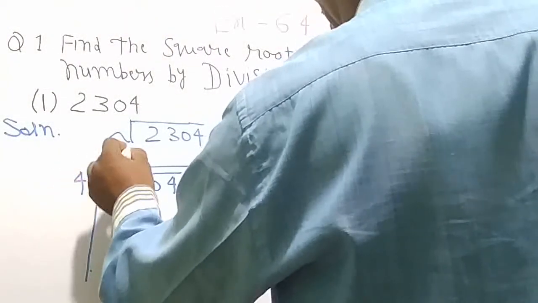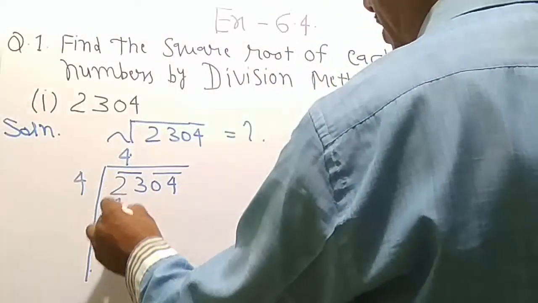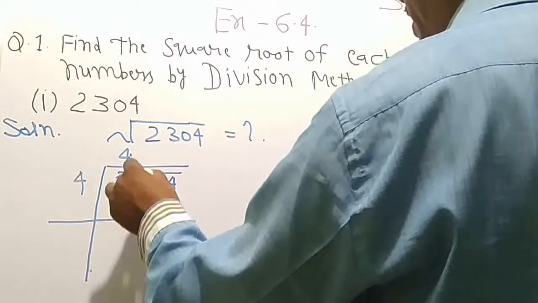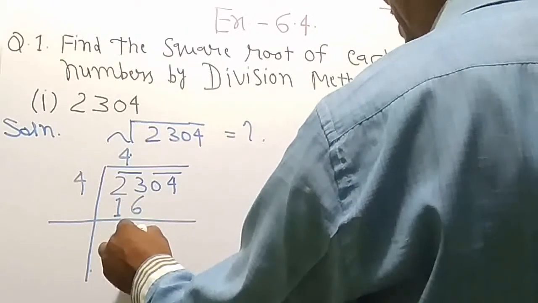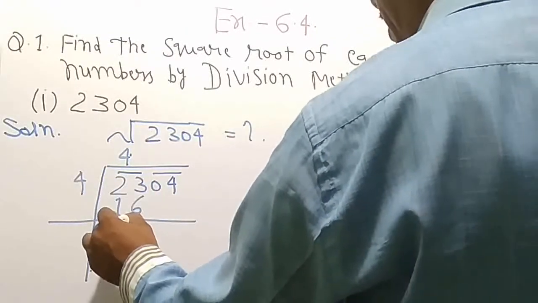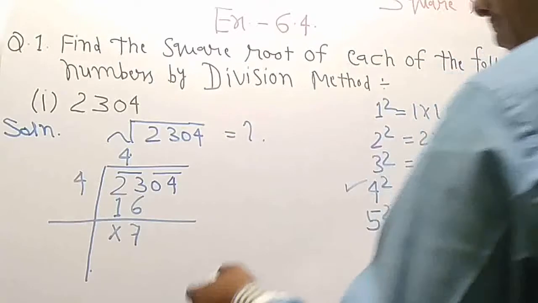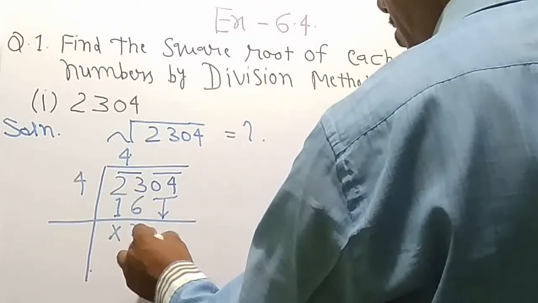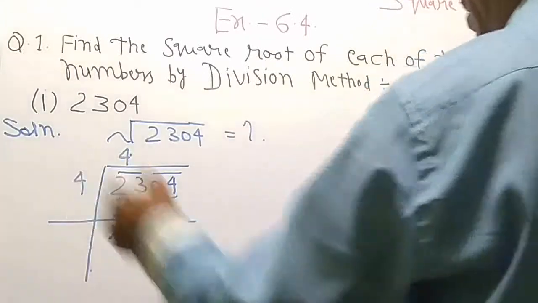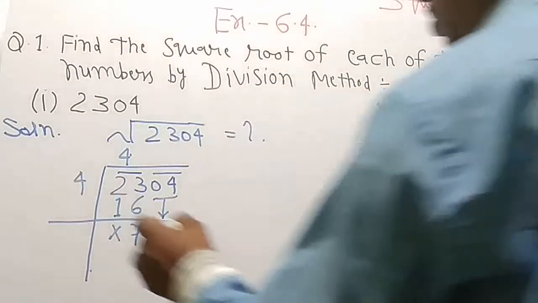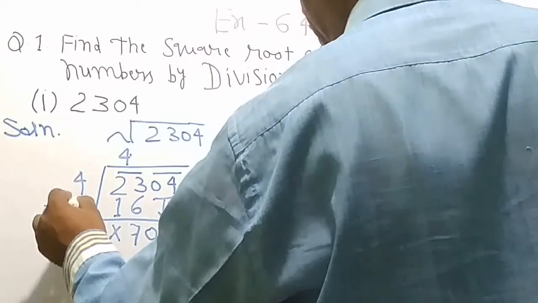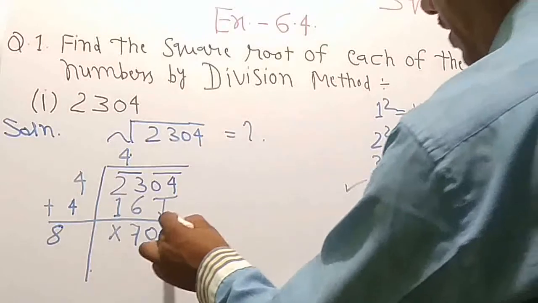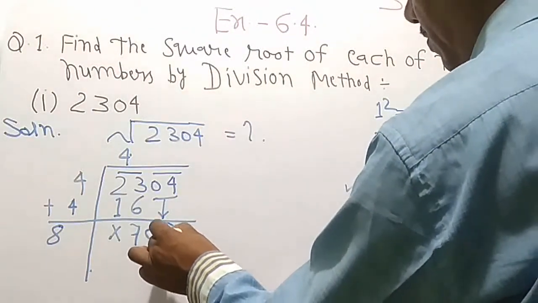So we write 4 here, and again 4 here. 4 fours are 16. Then we subtract 16 from 23. 13 minus 6 gives 7, and 1 minus 1 gives 0. Then we bring this pair down as it is, 04. Here we are using the number 4, so we add 4 to this 4, which gives 8. Then the ones place digit is 4.